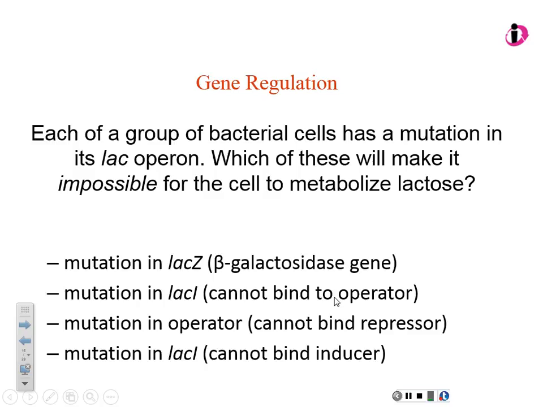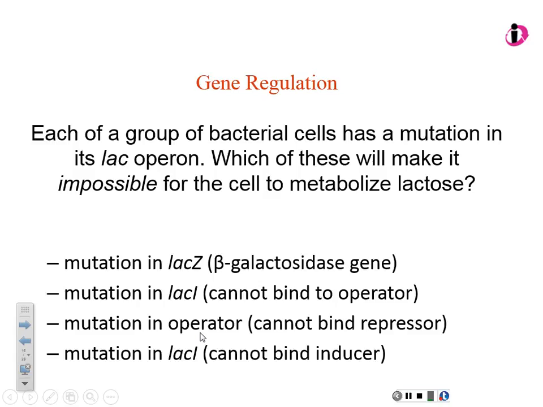What if we mess up the operator so that PLAC-I can't bind to the operator, just doesn't recognize it? It's not what it's looking for. If PLAC-I is not bound to the operator, RNA polymerase is going to blow right by. It's going to transcribe. Okay, that's not going to stop you from metabolizing lactose. It's going to cause a problem for the cell, but it's not going to stop you from metabolizing lactose.